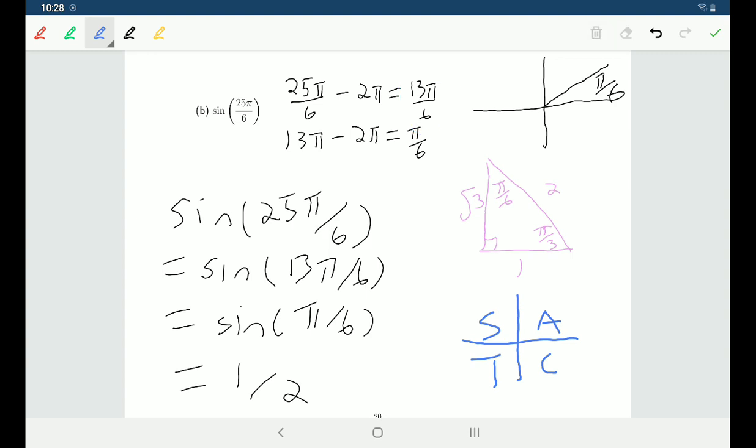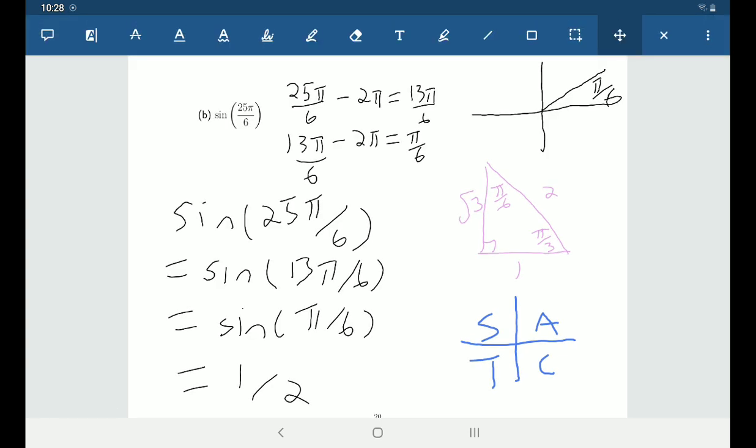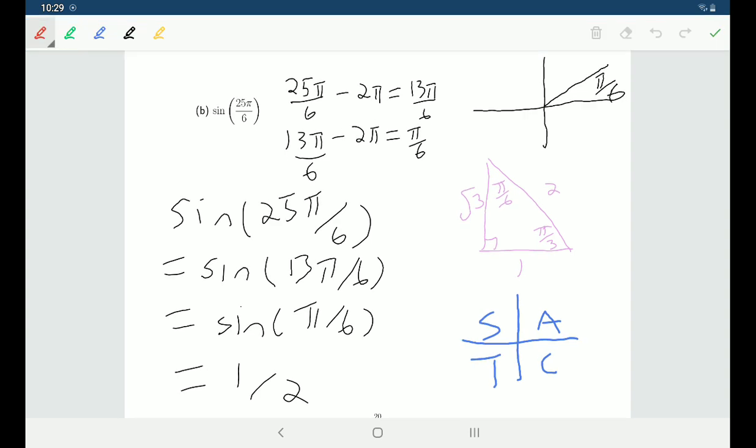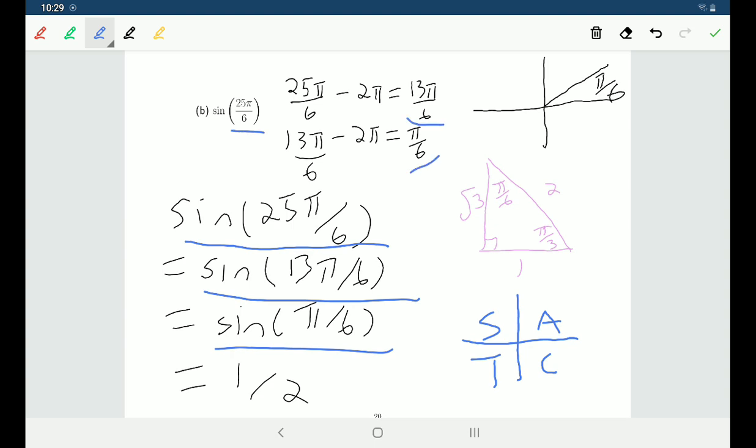and that's where the 13 pi over 6 comes from. So we know that sine of 25 pi over 6 and sine of 13 pi over 6 are equal because they're coterminal. And I can get another full circle out of it. 13 pi over 6 minus 2 pi is the same thing as 13 pi over 6 minus 12 pi over 6. So that leaves me just pi over 6 as my answer. So now, sine of 25 pi over 6, 13 pi over 6, and pi over 6, they're all equal to each other because those three angles are all coterminal.